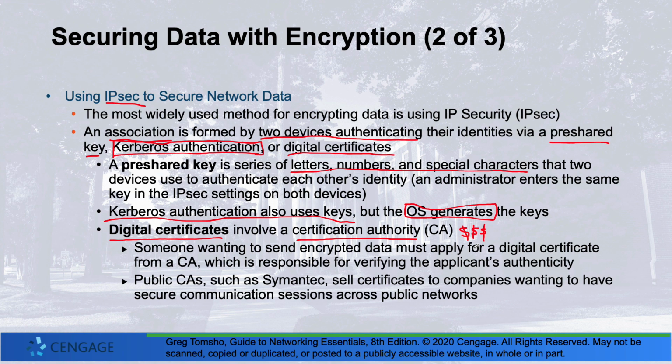So if you want to send encrypted data, you must apply for a digital certificate from a certificate authority, which is a company that will vouch for you on the internet. They vouch for your authenticity, so you don't have to send anything to prove who you are. The CA, the certificate authority, is going to say, yeah, I know him. He is who he says he is. That's how digital certificates work.